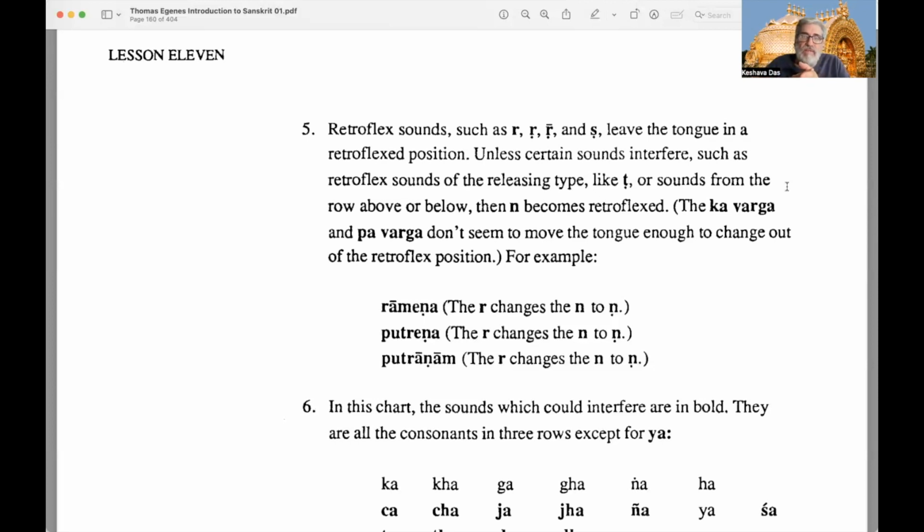So unless certain sounds interfere, such as the retroflex sounds of the releasing type. So he's saying retroflex sounds of the releasing type, and I don't know what he means by releasing type. All of these letters usually come in the vargas, or the families, the 5 families of 25 letters that we have in the different guttural, palatal, cerebral, dental, and labial families, right? They're all called stops in Sanskrit. He's going to mention varga here. Varga means family. These five families. And I don't know what he means exactly by releasing type. It could be he's talking about stop.